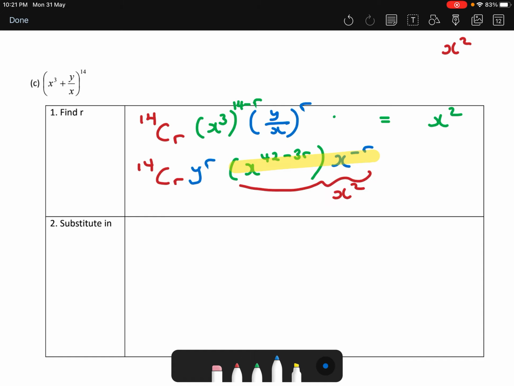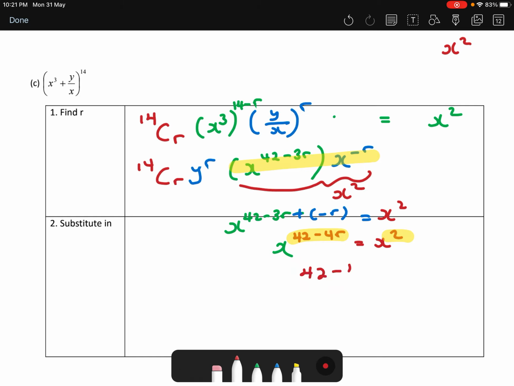So I solve for what is my r. X 42 minus 3r, you multiply by x to the power of minus r. So you should get plus negative r. Okay, equal to x squared. Right, so manipulate a bit more. 42 minus 3r minus r, minus 4r. So 42 minus 4r equal to x squared. Okay, so now this is equal to this.